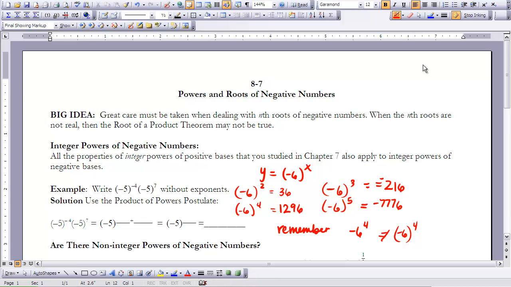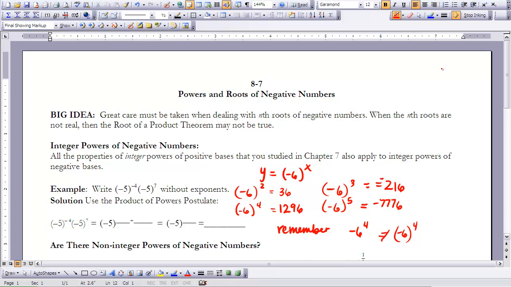Another thing I want you to remember is that when I'm taking a negative base to a power, I still need to follow order of operations. So negative 6 to the power of 4, with the negative outside, is going to be negative 1296, whereas negative 6 in parentheses to the power of 4 is a positive 1296, because we have to follow order of operations. Here we take negative 6 four times, and here we take 6 to the fourth power, and then we have the negative.